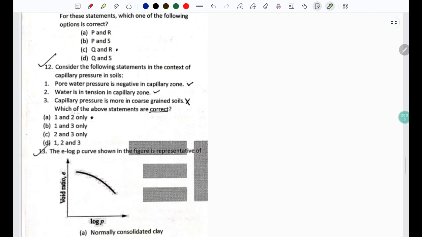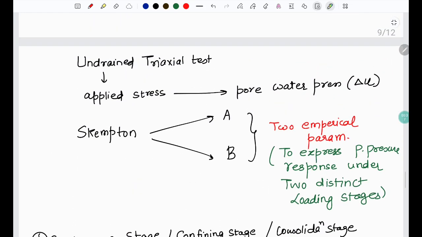Now let's see the concept behind it. The concept is that if it is not possible to measure the pore pressure, which is also one of the limitations of the direct shear test, where we cannot measure pore water pressure directly, then we use the theoretical approach given by Skempton, in which he gave us two parameters.